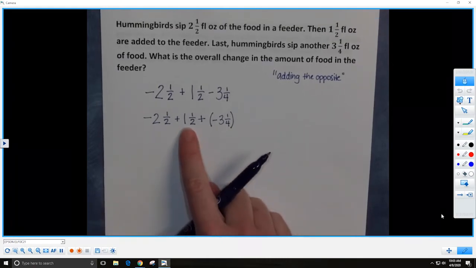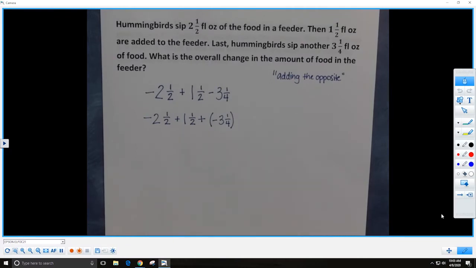Why is the 1 1/2 positive? It's positive because it represents the amount being added to the feeder. Do you think the overall change in the amount of food will be positive or negative? Why do you think that?